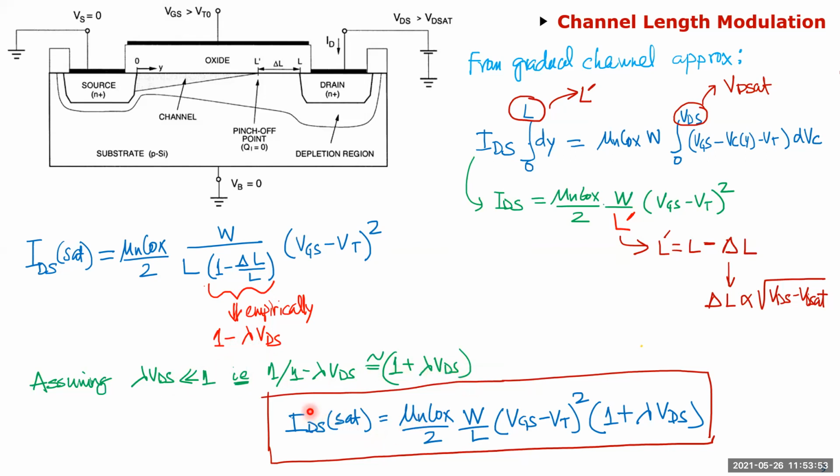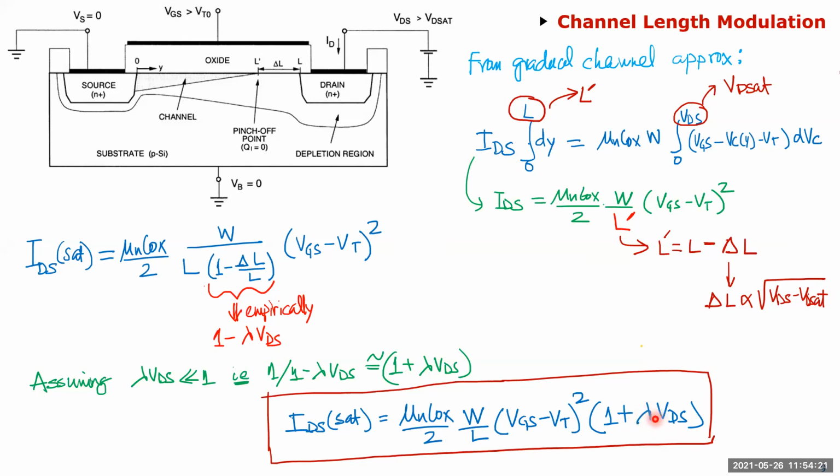So now the correction term is mu n Cox times W over L times VGS minus VT squared, which is true. If you take VDS equal to 0, or lambda equal to 0, then that's our old value. Now there is a lambda term, which is a smaller term, depending on how long or short or what type of device it is.